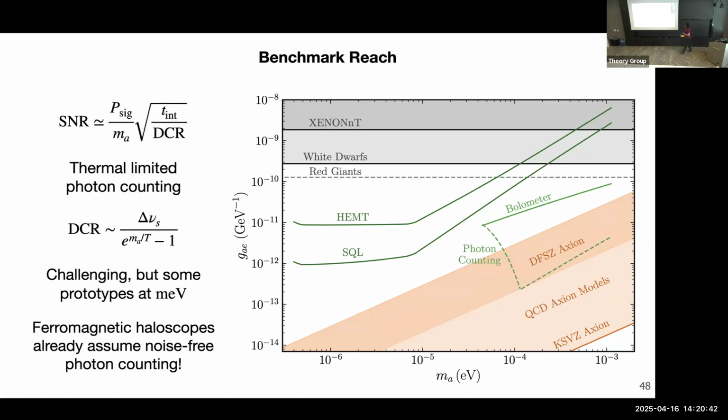Now, if you actually looked for single photons, then what you're limited by here is the dark count rate of your single photon detector. So you say, I just click every time a photon comes in, and then I need to make sure I can see that click above the background rate of clicks. And so here's a benchmark for photon counting.